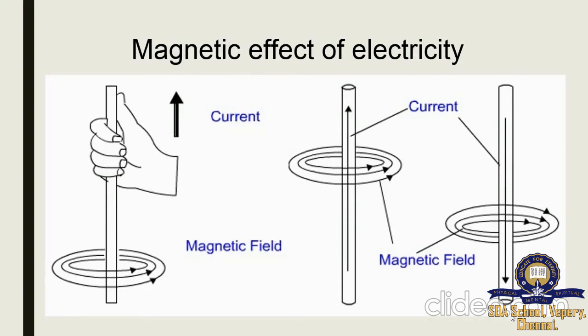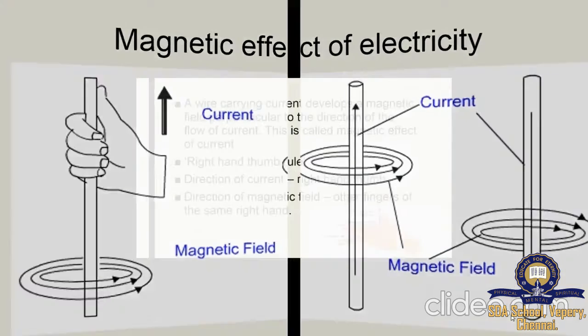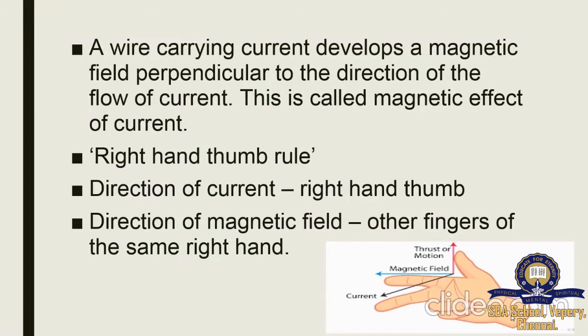Right hand thumb rule states that the direction of current is shown by the right hand thumb and the direction of magnetic field is shown by the other fingers of the same right hand. So what this magnetic effect of current shows us is a wire or a conductor carrying current develops a magnetic field perpendicular to the direction of the flow of current. So this is called magnetic effect of current.